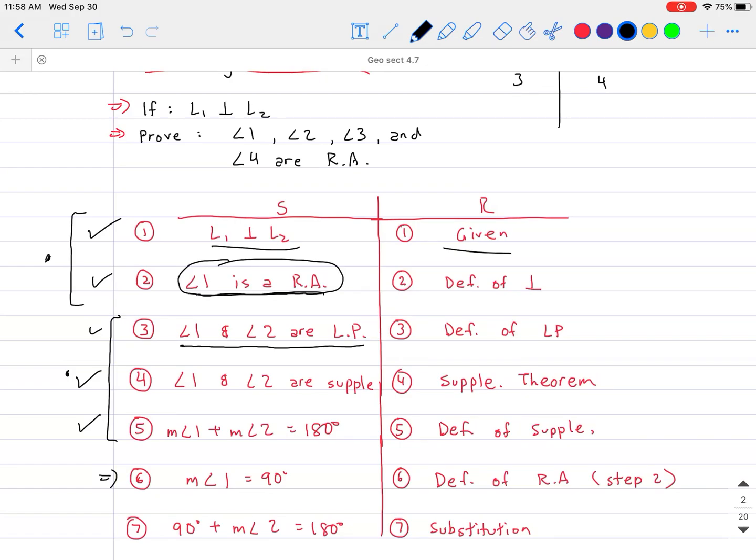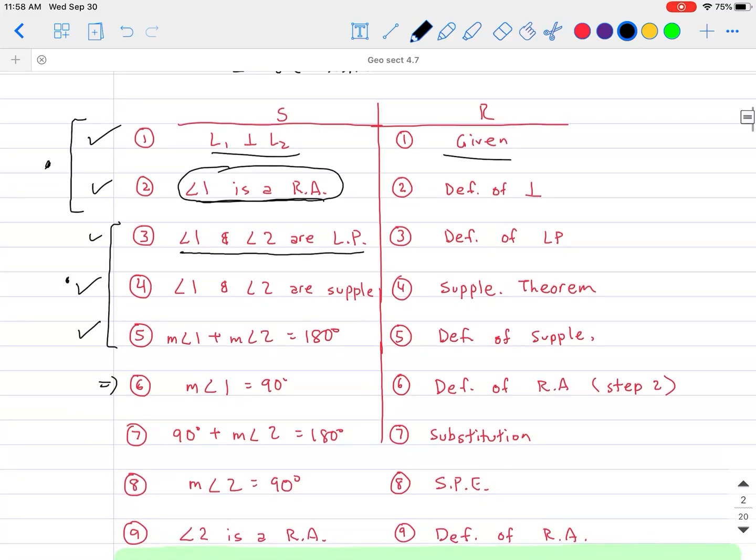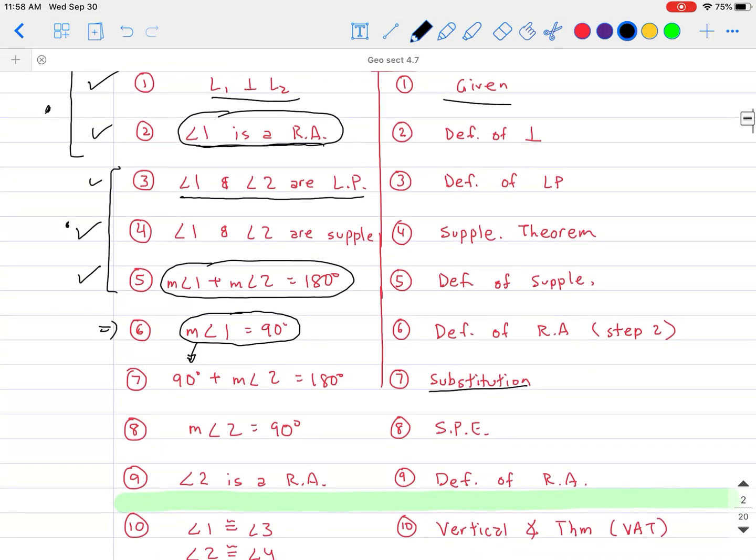Could we have done that in between step 2 and step 3? The answer is yes. If you wanted to put it there, I think that might be useful too. But I put it next to step 5 and step 6 because now we can say, since the measurement of angle 1 is 90, and the measurement of angle 1 plus angle 2 is equal to 180, we can make a direct substitution of 90 degrees for the measurement of angle 1. So that's where the substitution is coming in. I usually like to write the statements when they are necessary, not when they are convenient for me.